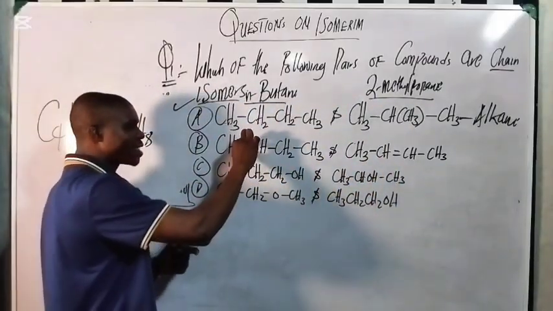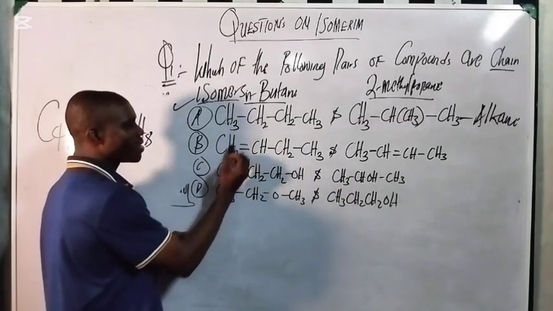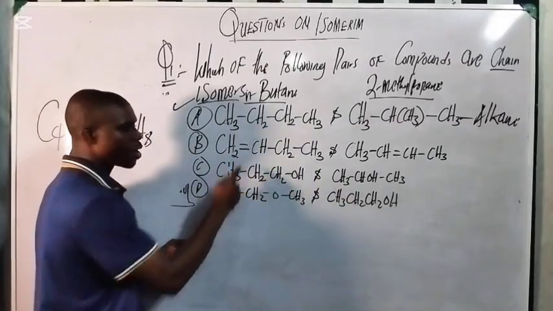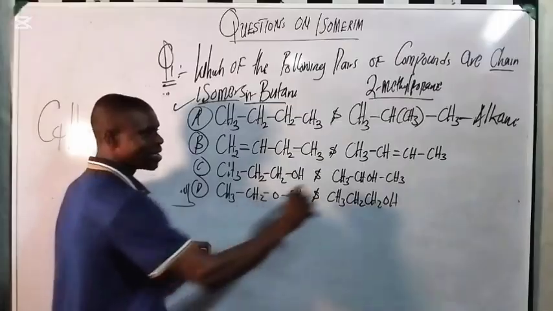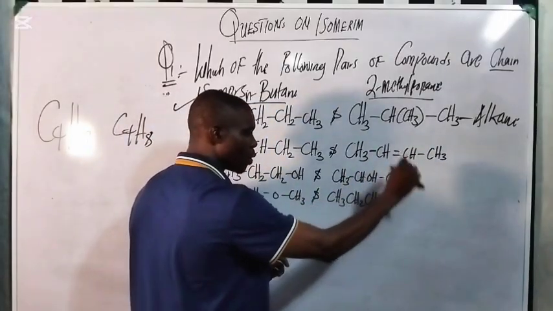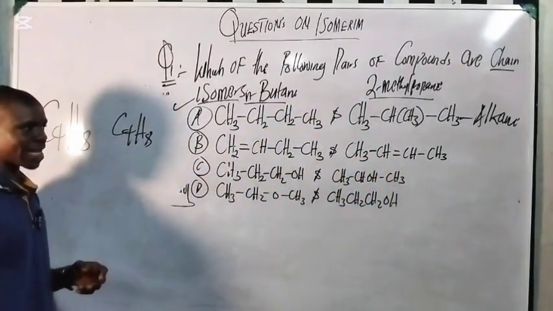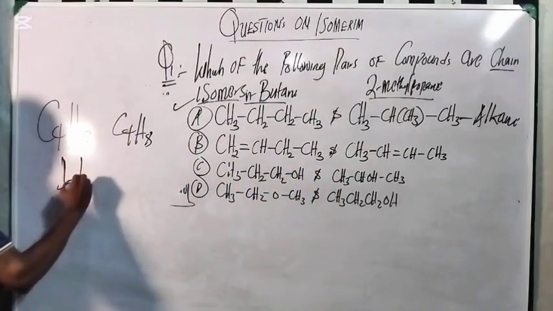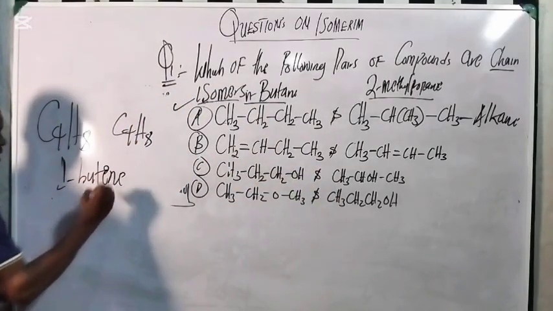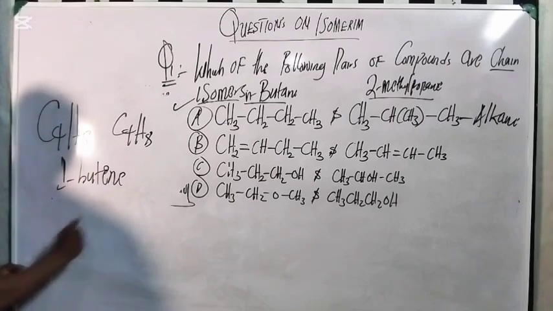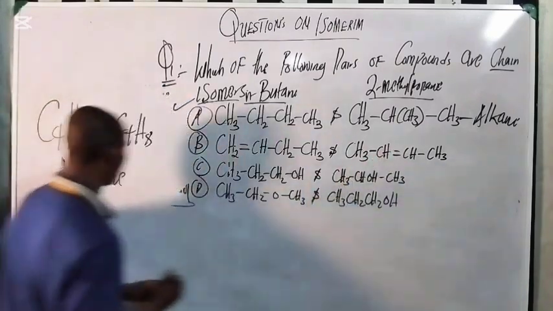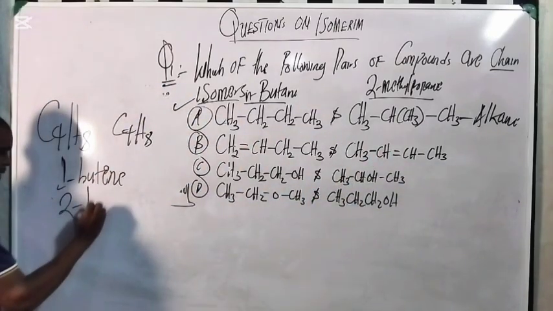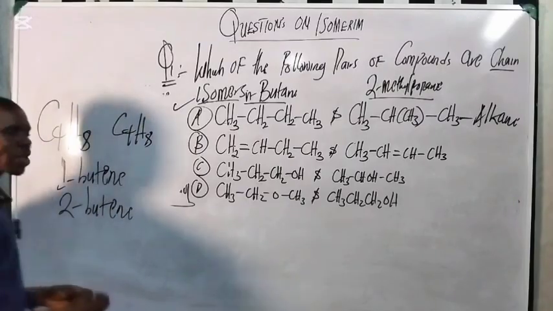But what is the functional group here? The double bond is at carbon number 1. Here, the double bond is at carbon number 2. Do you understand? So the name of the first one is 1-butene. The second one is 2-butene. Now let me ask you here, what type of isomers is this?